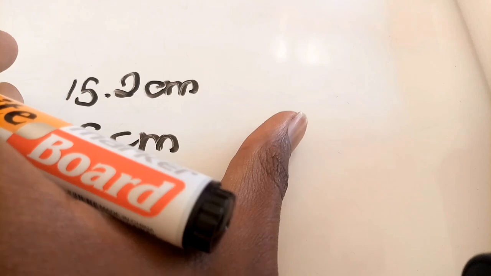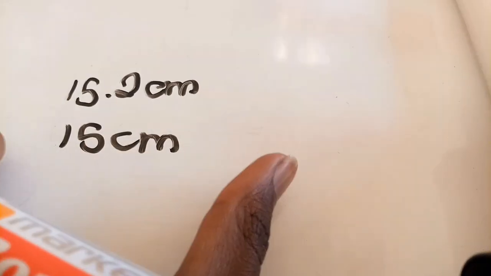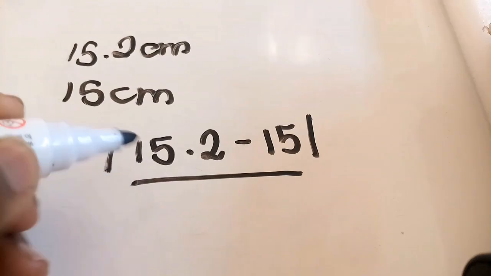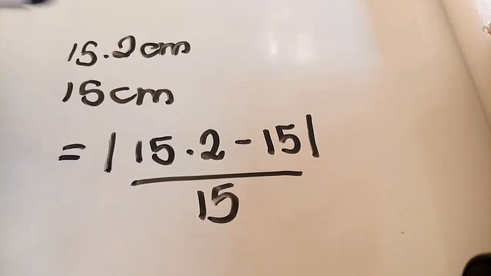So we are told to find the percentage error of this bottle. Its measurement is taken to be 15.2 centimeters and its true diameter is 15 centimeters. To find the percentage error, we introduce the modulus bars because we have two measurements, and we say our recorded value minus our true value, over the true value, which is 15. Then we say this times 100.